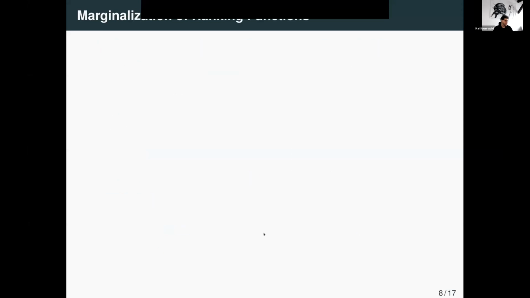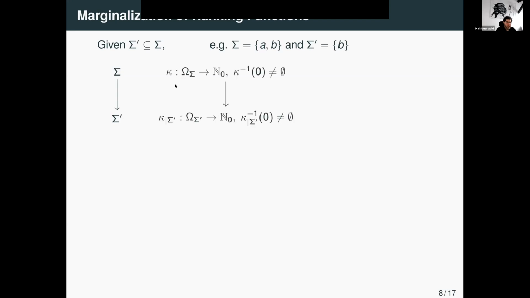Okay, now to marginalization. When we now want to switch signatures, for instance, when we have a signature sigma dash and sigma, and we want to go down from sigma to sigma dash, so actually reducing the signature, then of course we have to take our prior ranking function and output a new ranking function, which talks about the interpretations in that smaller signature.